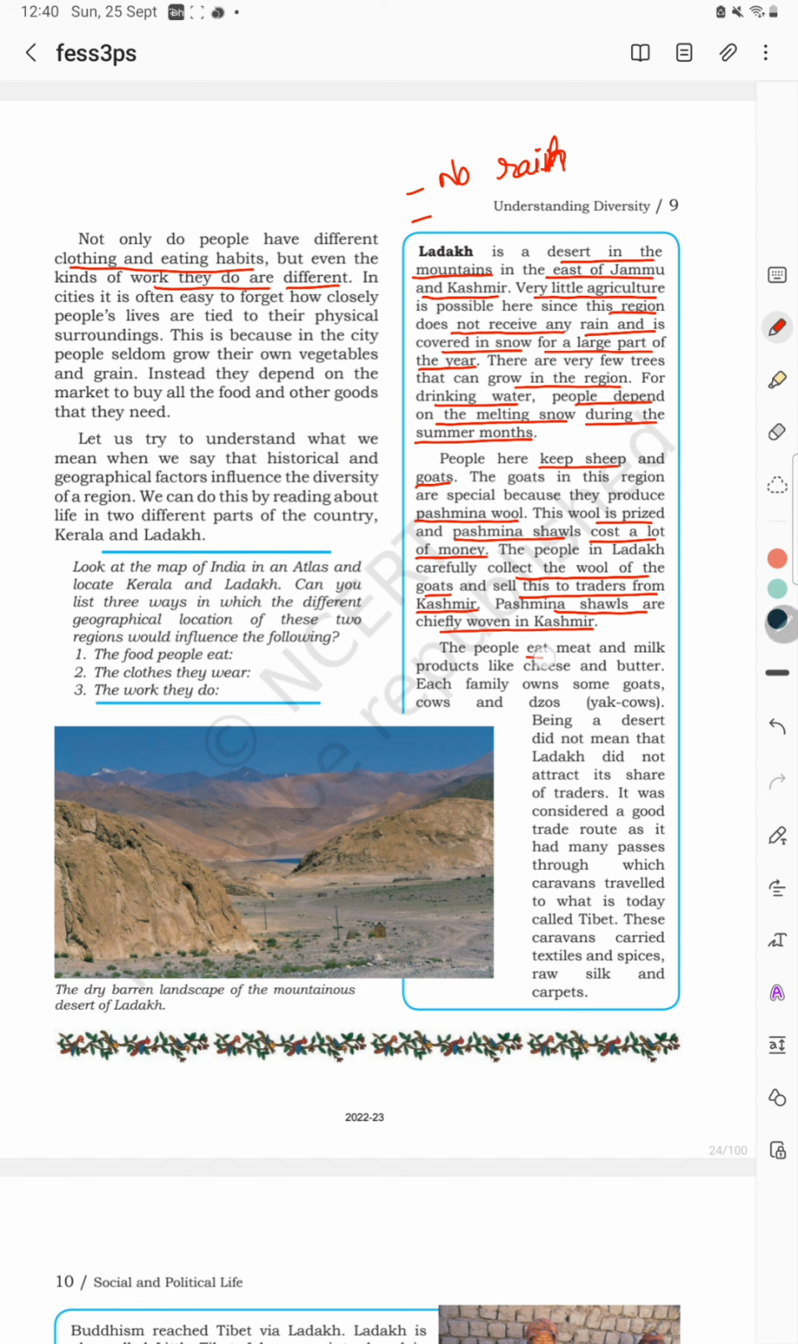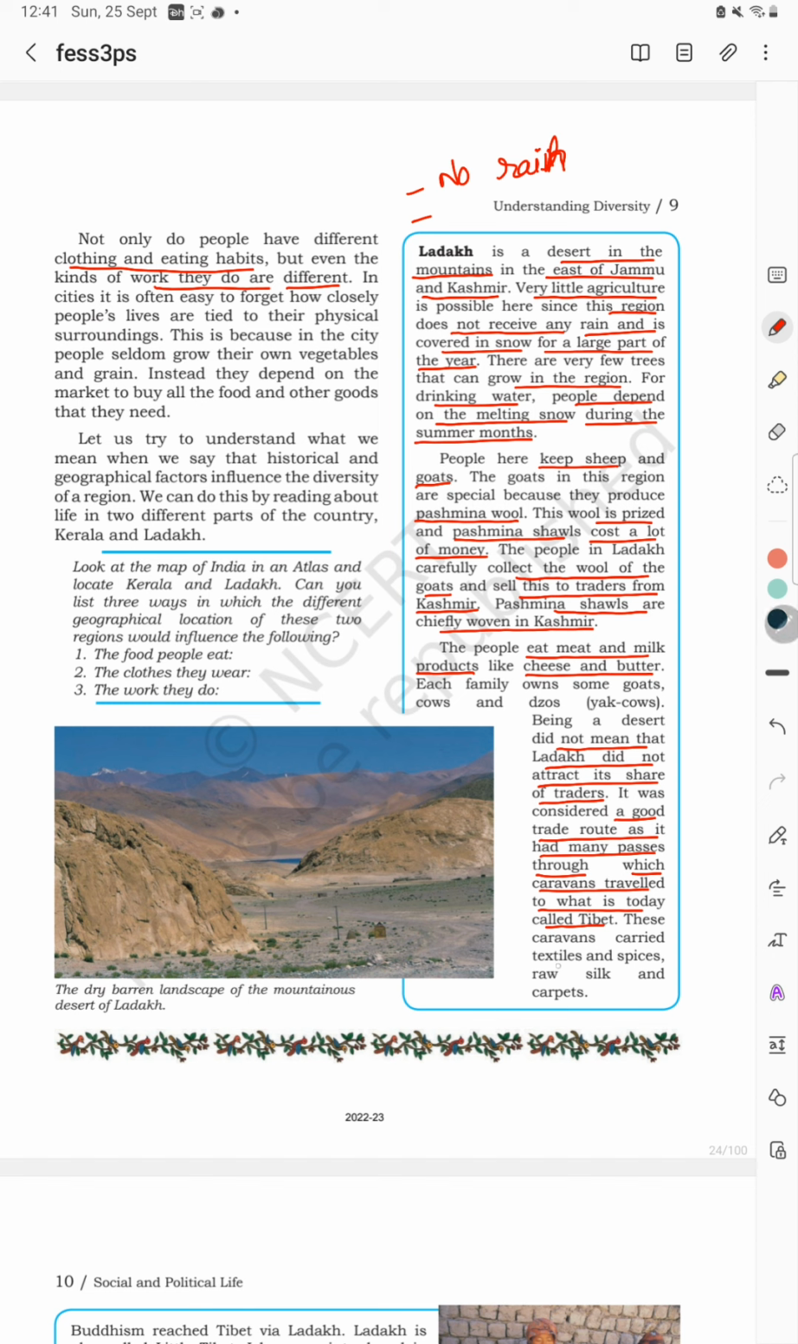So the people eat meat and milk products like cheese and butter. Each family owns some goats, cows, and yak cows. Being a desert did not mean that Ladakh did not attract its share of traders. It was considered a good trade route as it had many passes through which caravans traveled to what is today called Tibet. In ancient times, trading happened through the passes available in the Himalayan mountains, and the caravans moved through these passes from Ladakh to Tibet.